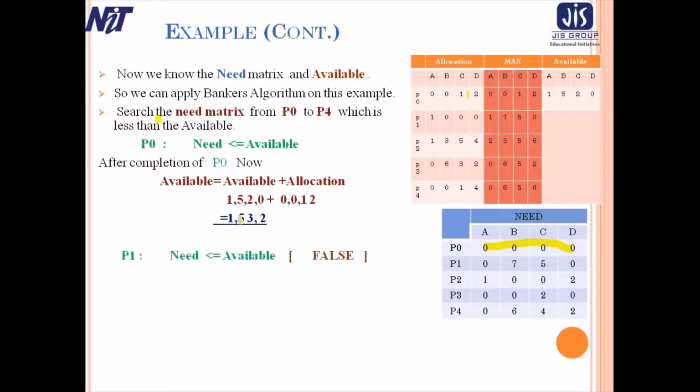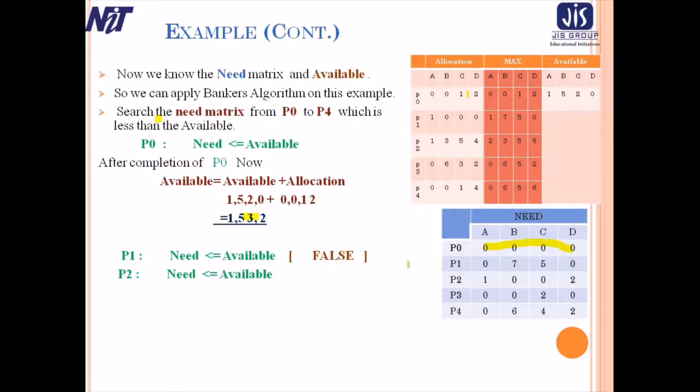Now we have to check P1's need, whether the need is less than or equal to available. P1's need is 0 7 5 0 and our available is 1 5 2 0. So we can fulfill A's instance and D, but we can't provide B and C type resource to P1 because our available is less than the need. So we can't allocate our resources to P1.